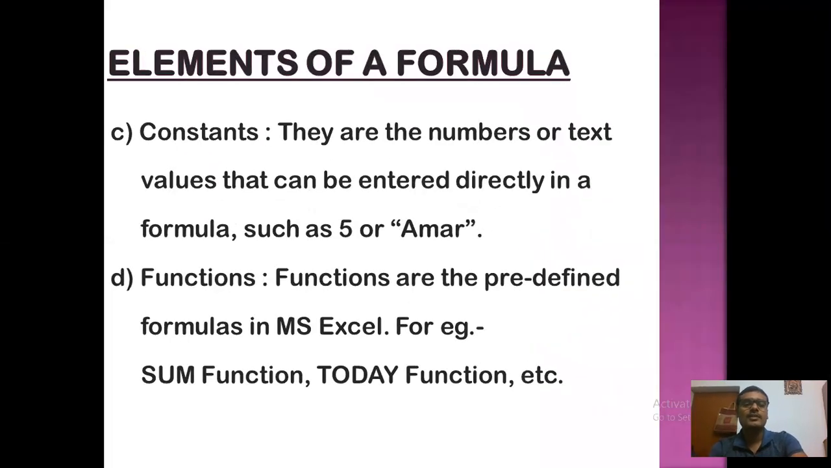Now the next element is constants. Constants are the numbers or text values that can be entered directly in the formula, such as 5 or Amar. Any text which you have written is a constant. Any number which you have written is a constant. So these are numbers or text values.